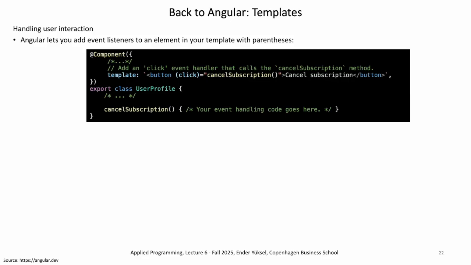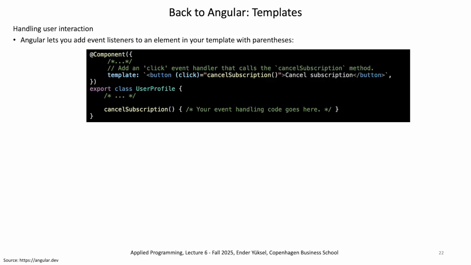Event binding syntax. That's where we see the click inside parentheses. The parentheses indicate event binding in Angular. Click is the DOM event being listened to. cancelSubscription is the method that gets called when the button is clicked. Then comes the component class. UserProfile contains the component's logic, including the cancelSubscription method that handles the click event.